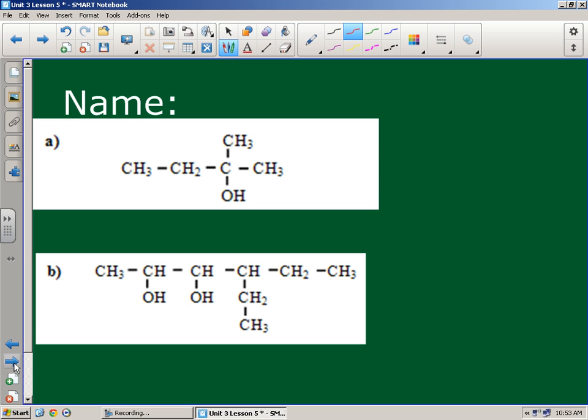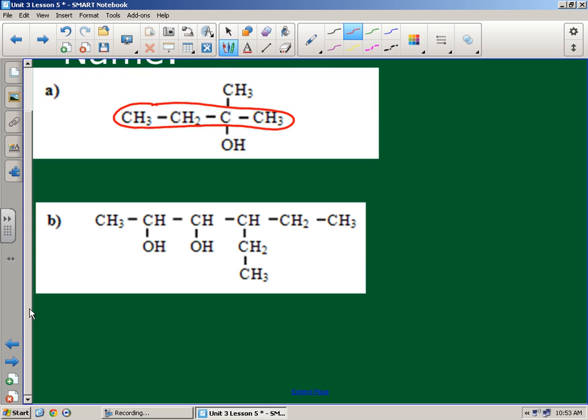Next, we're going to name these. So once again, longest carbon chain with OH attached to one of the carbons. I can do this here. That's got an OH attached to one of those carbons in that chain. 4 carbons in a row, that's but-. So that's called butane. Then also, you've got to tell me where that hydroxyl group is. It's on the second carbon. Starting at this end, carbon 1 is here, so it's on the second carbon. So that'd be butane-2-ol.